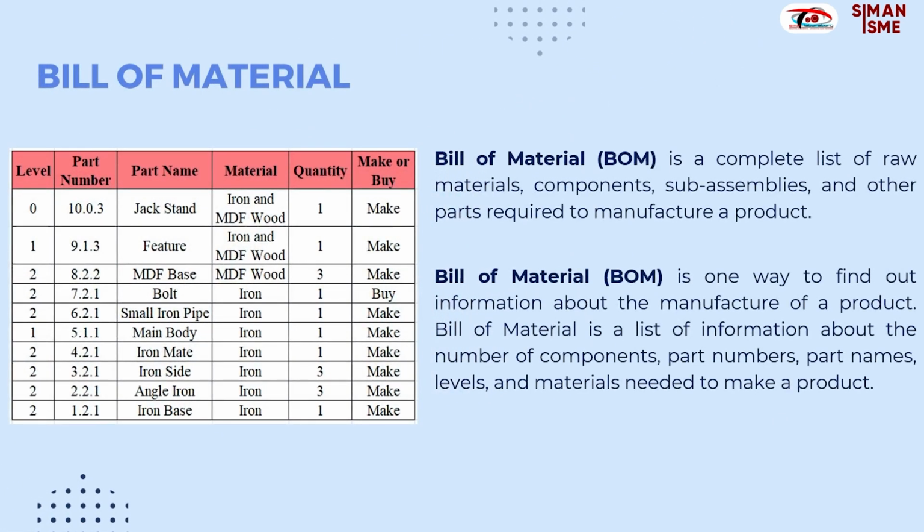Okay, next is about bill of material. So what is bill of material? Bill of material is a complete list of raw materials, components, sub-assemblies, and other parts required to manufacture a product. Bill of material is one way to find out information about the manufacture of a product. It is a list of information about the number of components, part number, part name, material, quantity, make or buy. So there is bill of material.